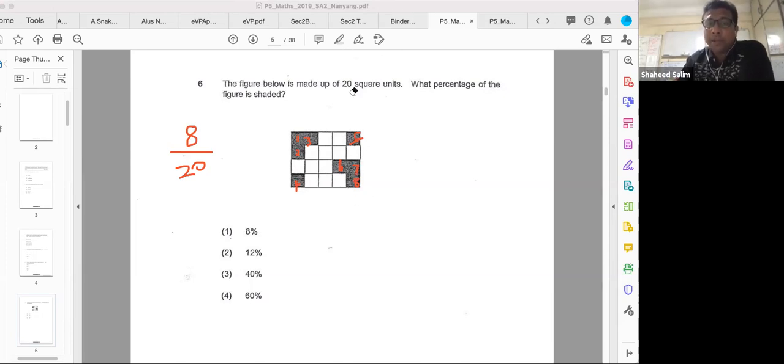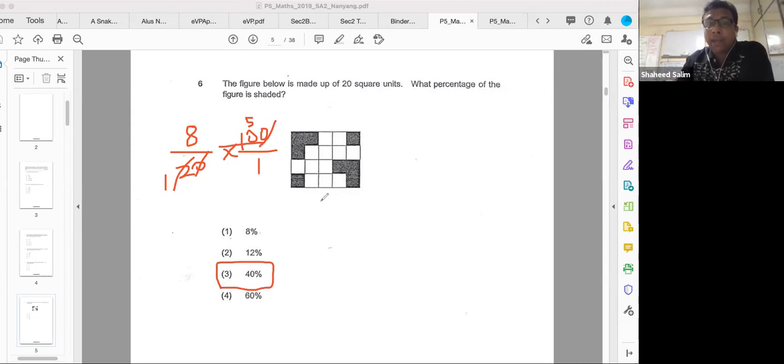Now, how do we know there's 20? What's the fast way of doing it? You count out how many? 1, 2, 3, 4, 5, and 1, 2, 3, 4. 5 times 4, 20. So it's correct. And then what do we do? You just times by 100. Any fraction or decimal you want to change to percentage, you must times by 100. So you cancel 0, cancel 0. Can divide by 2, divide by 2. 8 times 5, 40. Well done, Shalina.